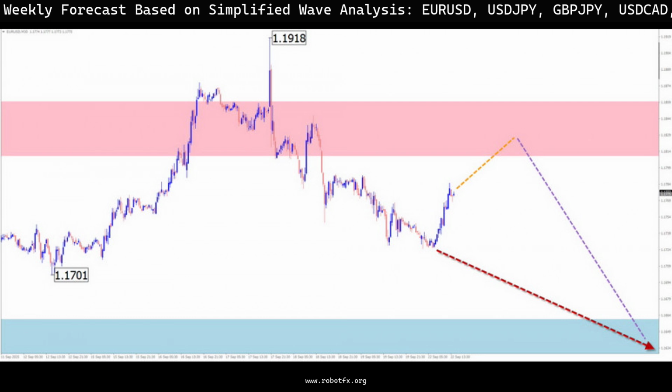Recommendations: buying can be used intraday with reduced volume size. Upward potential is limited by resistance. Selling is premature until clear reversal signals appear near resistance.